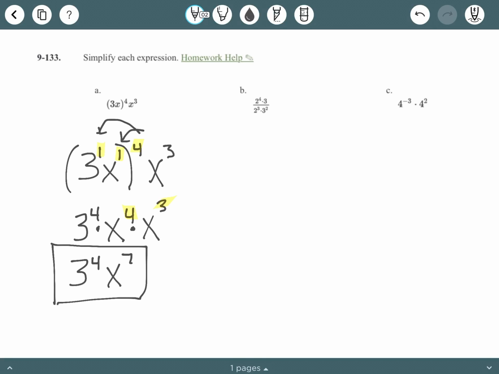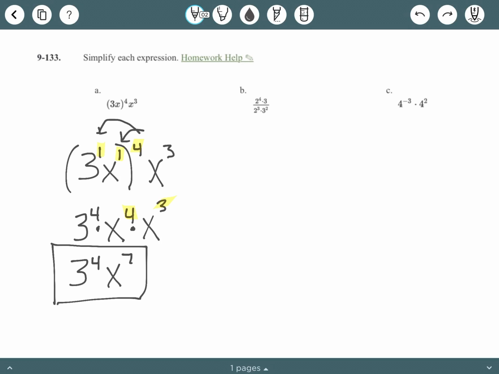You could, if you simplified this 3 to the 4th, that would give us 81, x to the 7th, which would be okay, but that kind of defeats the point of exponents then. So this one here is a preferable answer. All right, so that's all for part A.